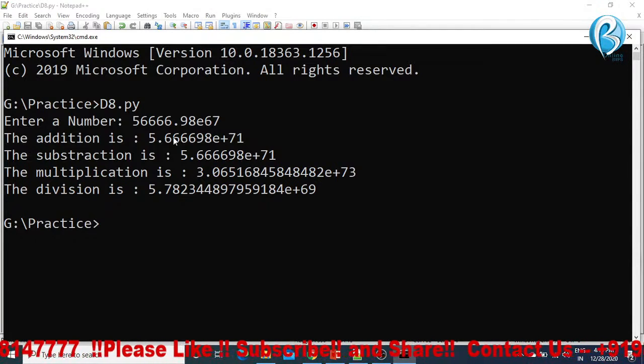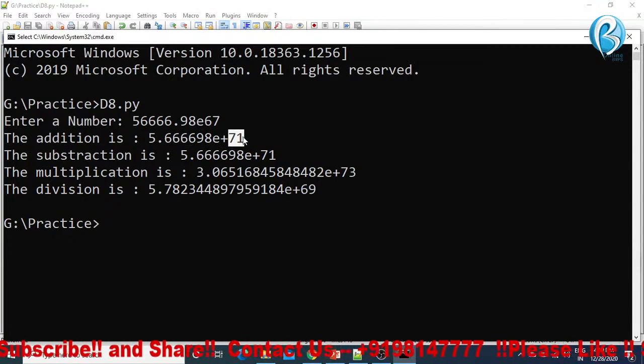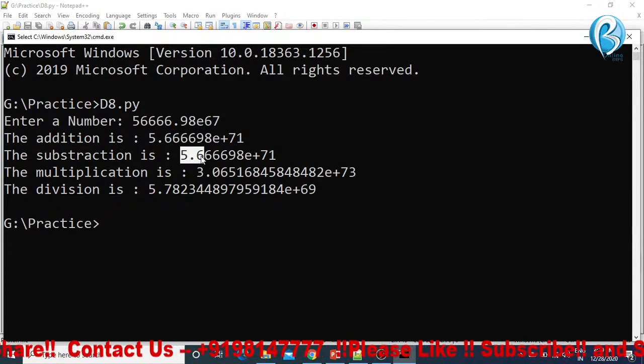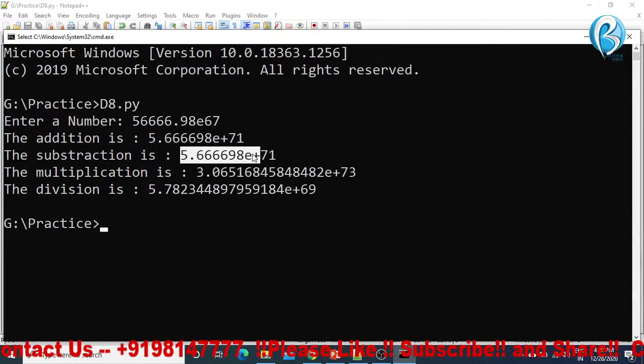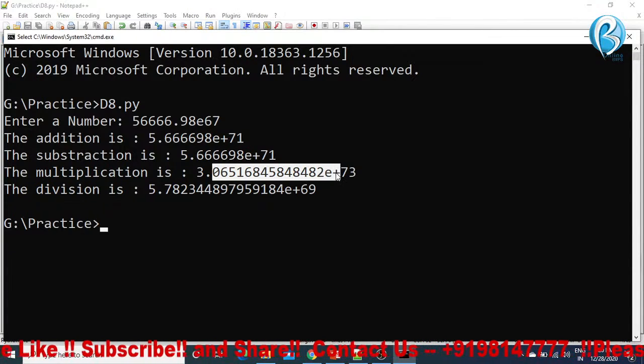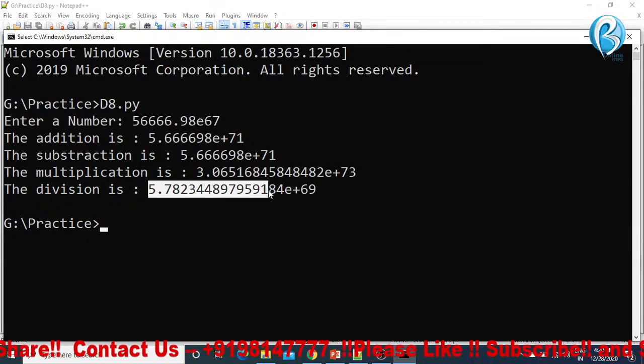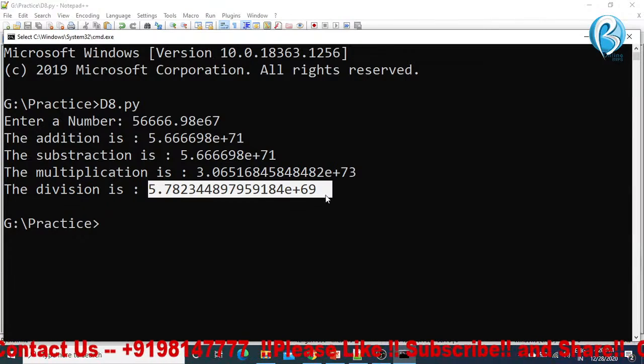So the addition is 5.66668 e to the power 71. Okay, subtraction is 5.66698 e plus 71. Multiplication is 3.06516845848482 e to the power 73. Division is 5.78234489799591 e to the power 69.